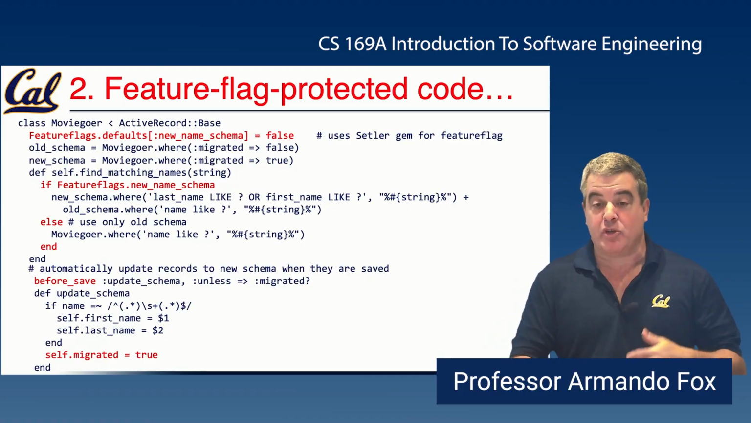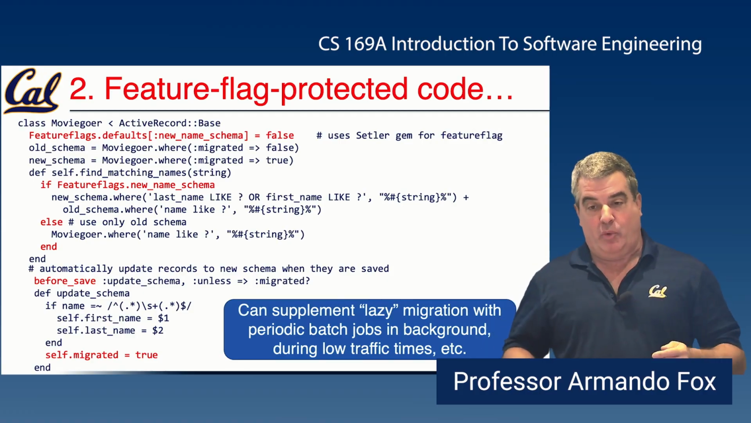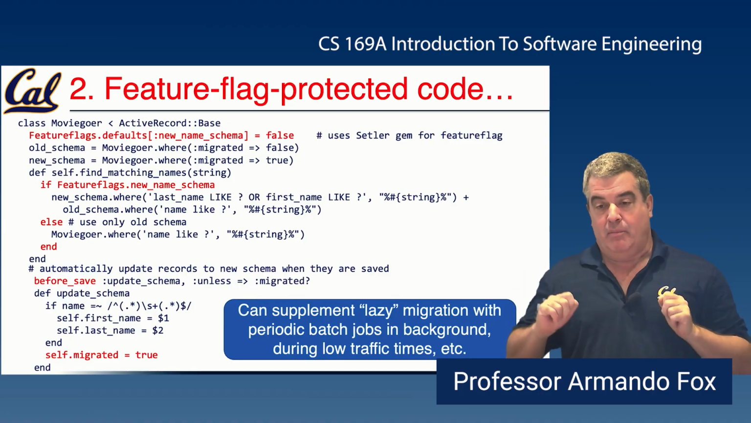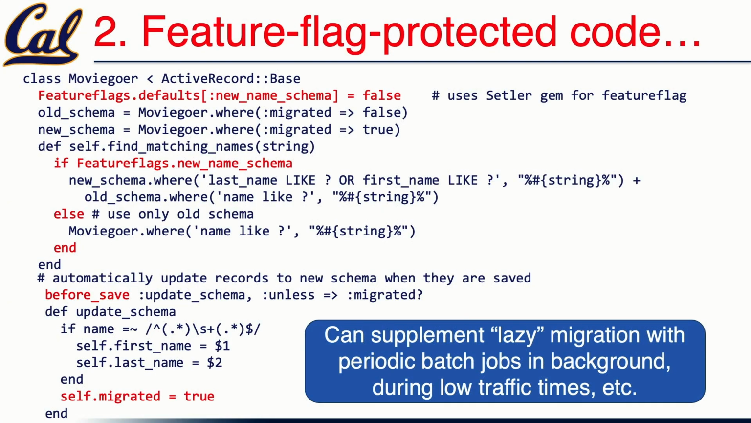And as moviegoers are updated, they're going to be migrated to the new schema. Now, of course, you can supplement; we're going to call this a lazy migration because the only time we migrate a moviegoer is when they're about to get updated. But we can also, in the background, have some other script that is migrating moviegoers in batches. So this doesn't have to be the only code path to do it, but it's a convenient place to put the code path.